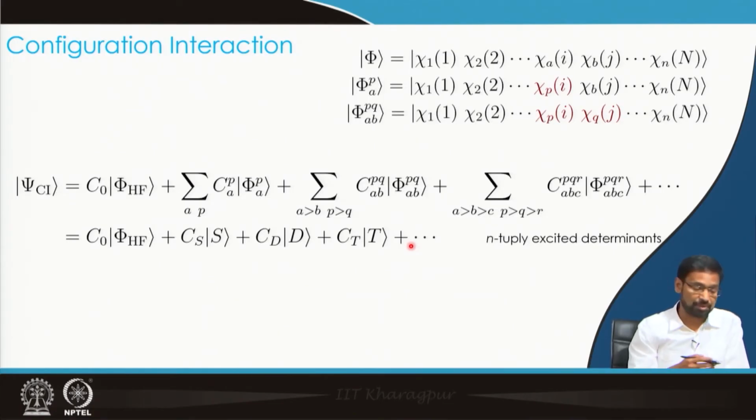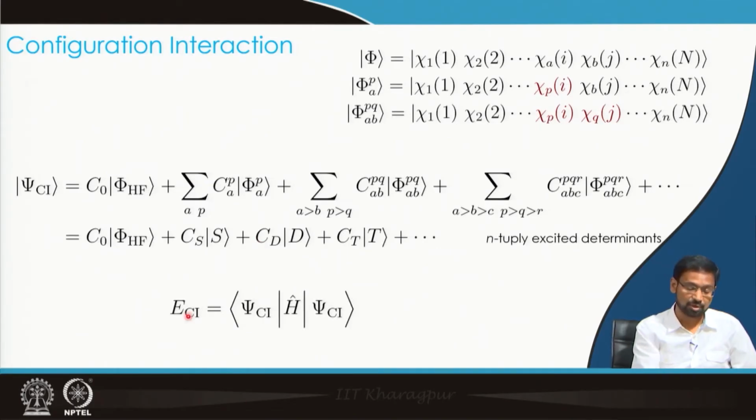Now, this sounds like a linear variational problem, because our wave function is being expressed as a linear combination of all these functions. The functions we already know, because once we know the spin orbitals, we can construct these Slater determinants. What we do not know are these coefficients. So these coefficients and thereby the corresponding energies can be obtained by a linear variational principle.